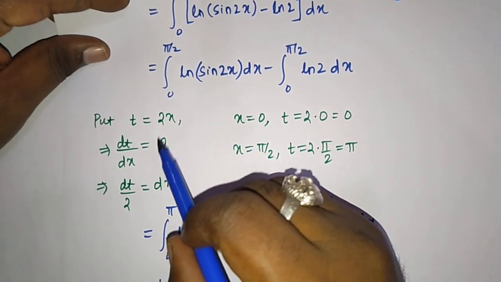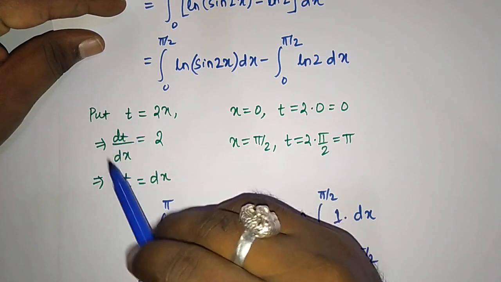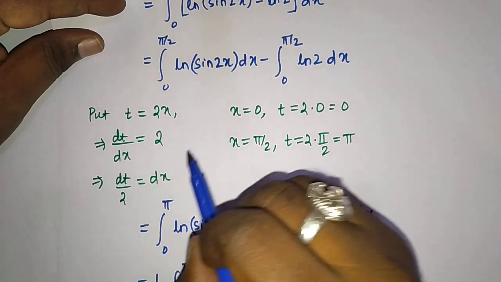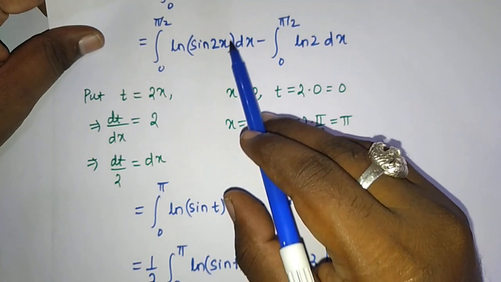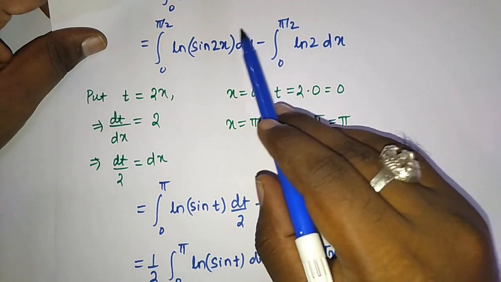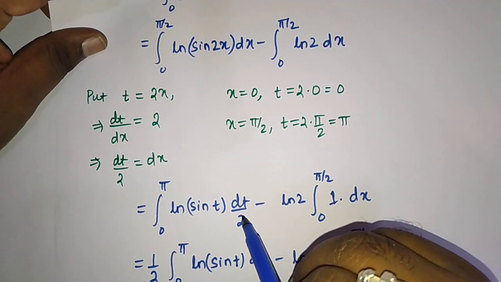See what will happen. If we put t equal to 2x, then the derivative of t is 2, and dt by 2 is equal to dx. Put it here: ln sin 2x, in place of 2x we will put t, so it becomes ln sin t, and in place of dx we will put dt by 2. Here I have put dt by 2.